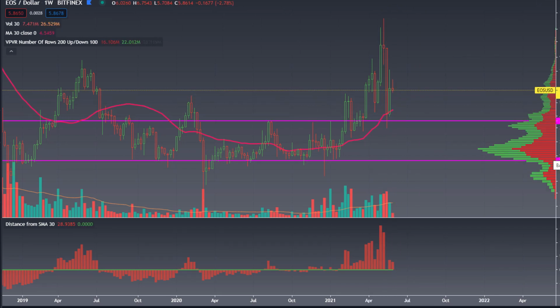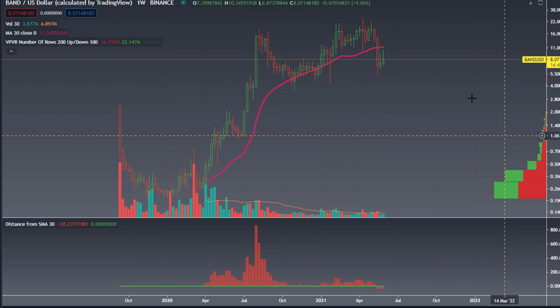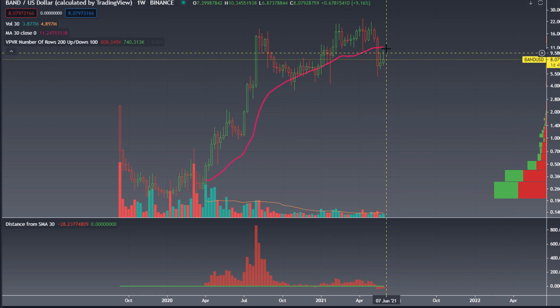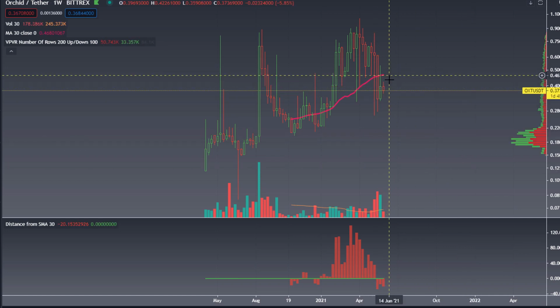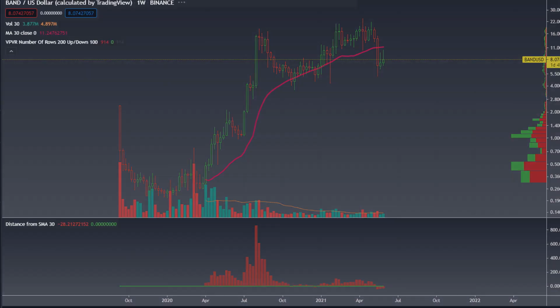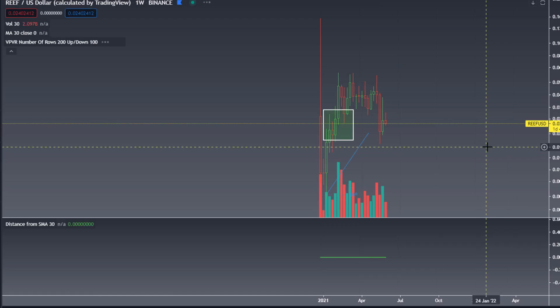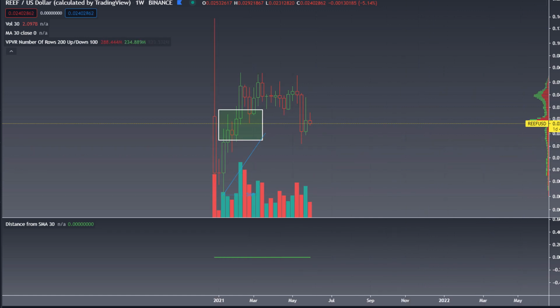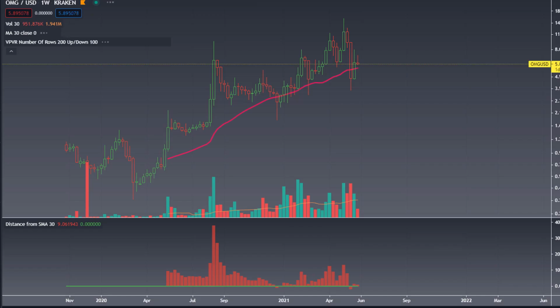The ones that I am scared about, which I think are probably my worst two trades, are Band Protocol, where the 30-week moving average has now become resistance, and the same with OXT, where that 30-week moving average has become resistance, which is quite scary. I've learned some new things, and sometimes you just have to cut your losses. So I'll keep you updated on whether I do cut my losses on Band and OXT. And then what else have we got? We've got Reef, not enough data there to give us a moving average. But things like Theta, above the 30-week moving average, OMG, above the 30-week moving average.